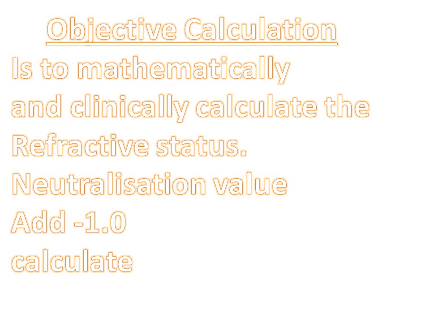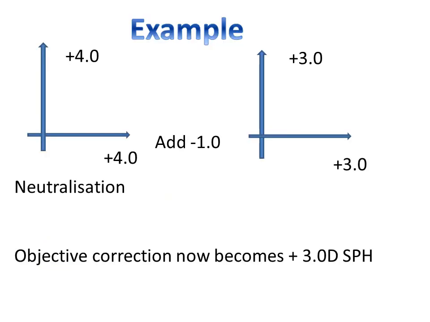Next step, as I told you, is the objective calculation. This is nothing but mathematically and clinically calculating the refractive status. As I told you earlier, to the neutralization value, you are going to add -1 and then calculate the power of the spectacle. So the description of objective correction will not be complete unless I give you a few examples.